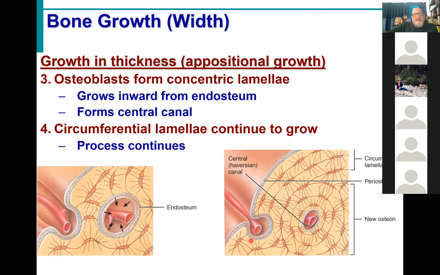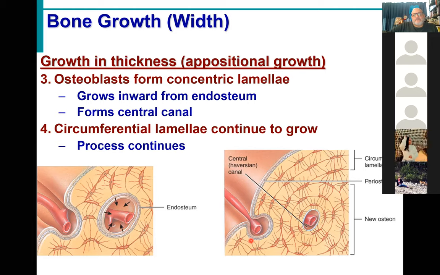Questions on that? No, I think it's just taking it all in. Yep, I understand. Yep, this is how we make our compact bone.